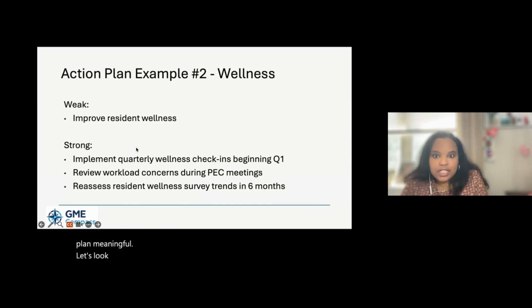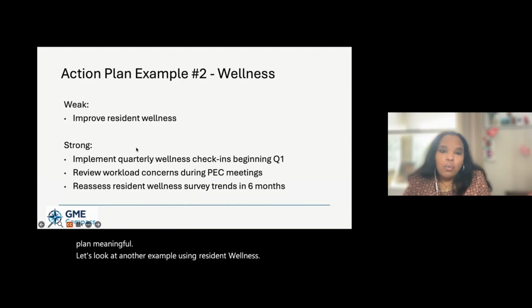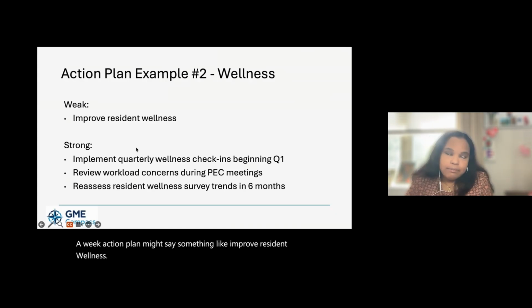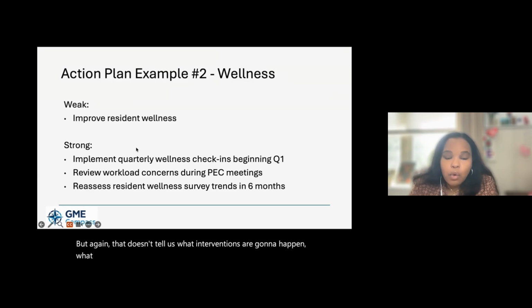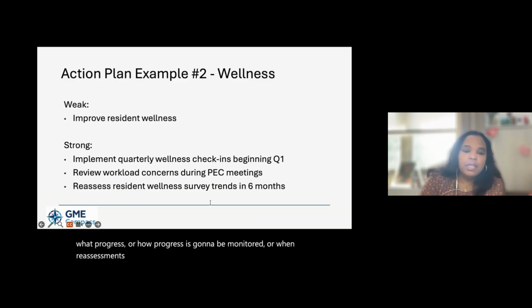Let's look at another example using resident wellness. A weak action plan might say something like "improve resident wellness." But again, that doesn't tell us what interventions are going to happen, how progress is going to be monitored, or when reassessment is going to happen.